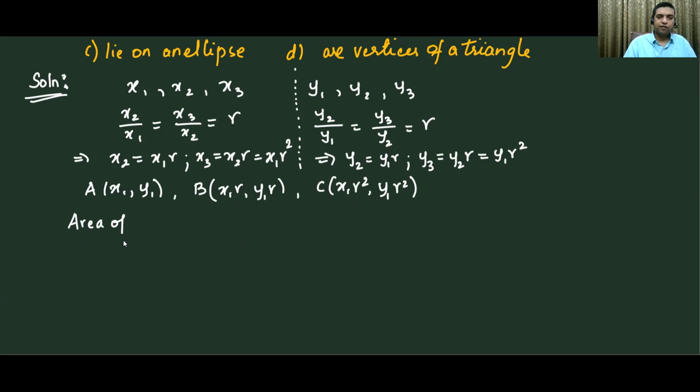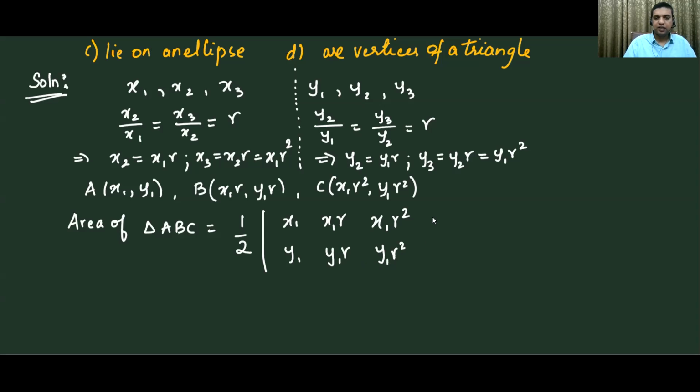Area of triangle ABC is half times modulus of the coordinates of the first point, the coordinates of the second point, the coordinates of the third point, and again the coordinates of the first point. And then we just do the cross multiplication and algebraic addition of the products.